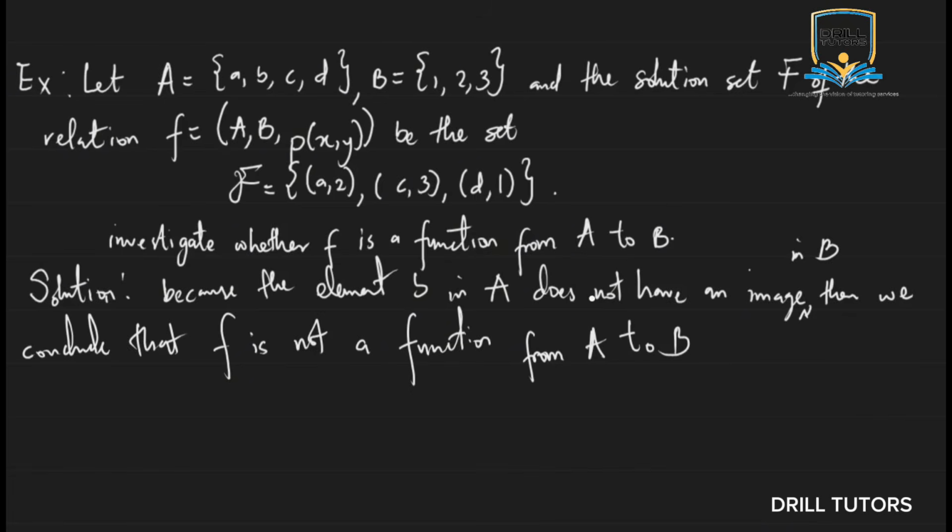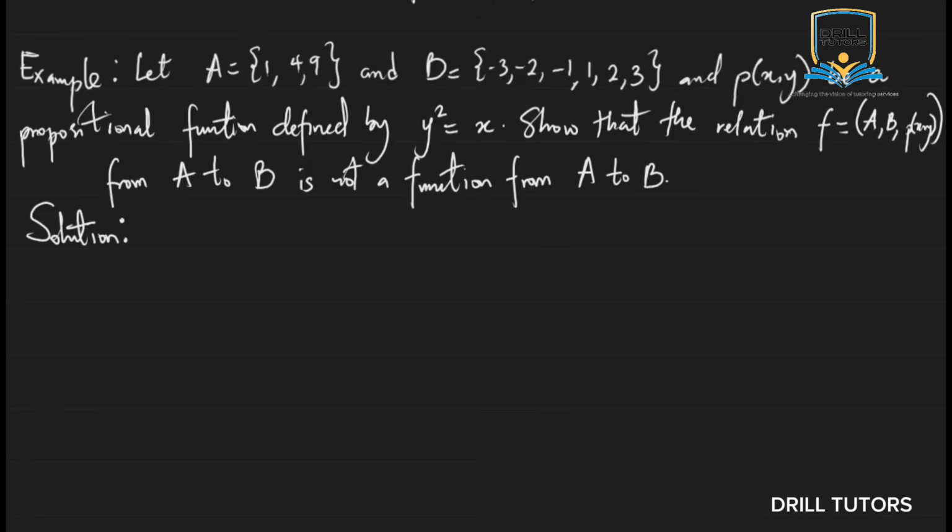Now let's solve one more example, and I'll talk about a concept, and that's the concept of domain of a function. All right, the question says that let A be a set of 1, 4, 9, and B a set of -3, -2, -1, 1, 2, and 3, and P of X, Y being a propositional function defined by y squared equal to x. Now show that the relation F from A to B, the propositional function from A to B, is not a function from A to B.